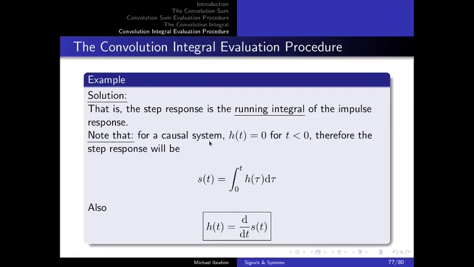And of course, for a causal system, h of t is 0 for t less than 0, and in this case, the step response will be the integration from 0 up to t of h of tau d tau. And of course, if the step response is the integration of the impulse response, it means that the impulse response is the differentiation of the step response. So h of t is d by dt of s of t.